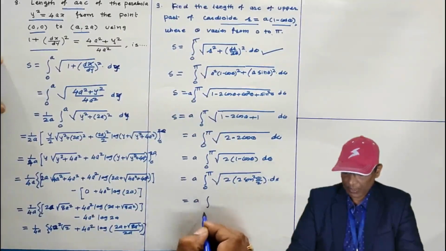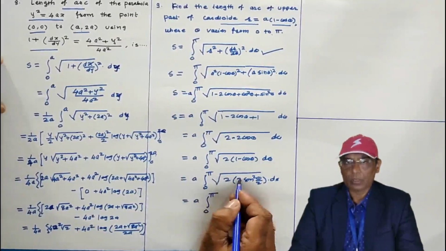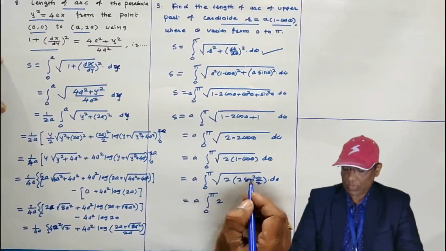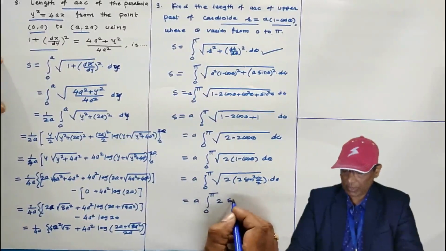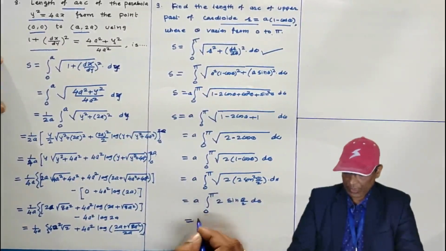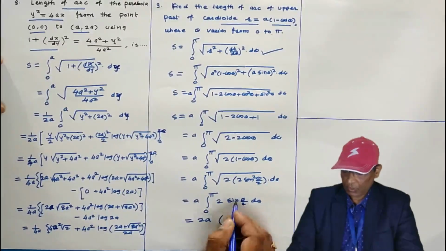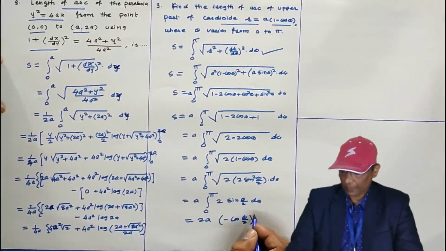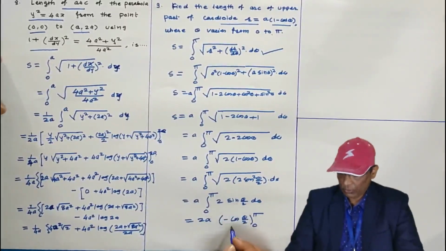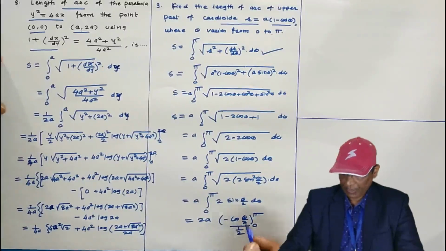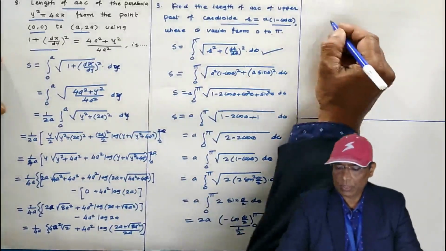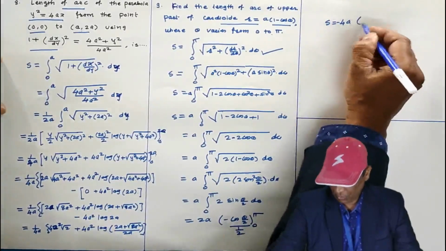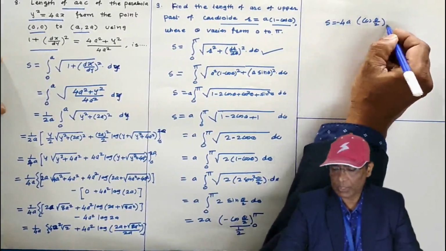Then the integral, 4 outside. If this 4 comes outside as the root, it will become 2. Sin square comes outside the root, so it will be sin theta by 2, and 2 is outside. The integral of sin theta by 2 is minus cos theta by 2, for 0 to pi. When you integrate sin theta by 2, 1 by 2 goes in the denominator. Then 2 and 2 will be 4. S is equal to 4a, minus is outside, cos of theta by 2 for the limit 0 to pi.